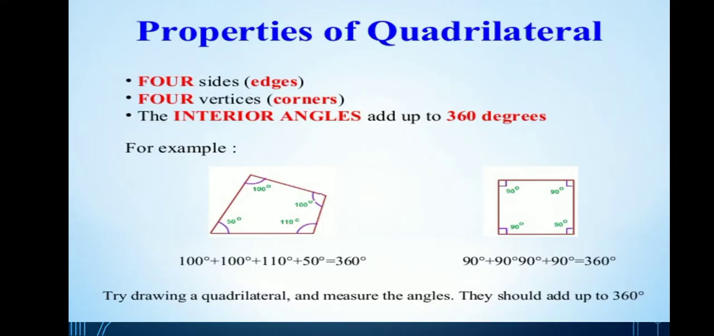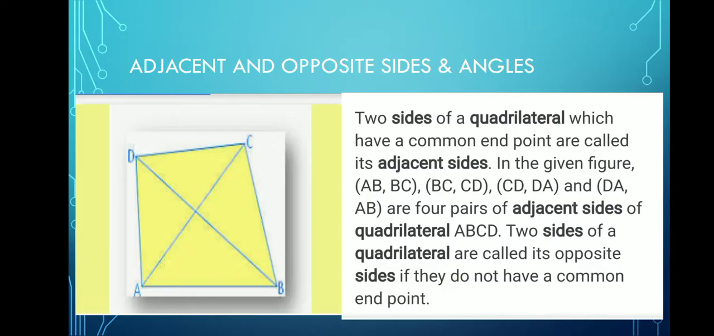So over here you can see there are four edges and corners. The corners are called the vertices, and it has four angles. Over here you can see four interior angles, and the sum of the interior angles of a quadrilateral is 360.